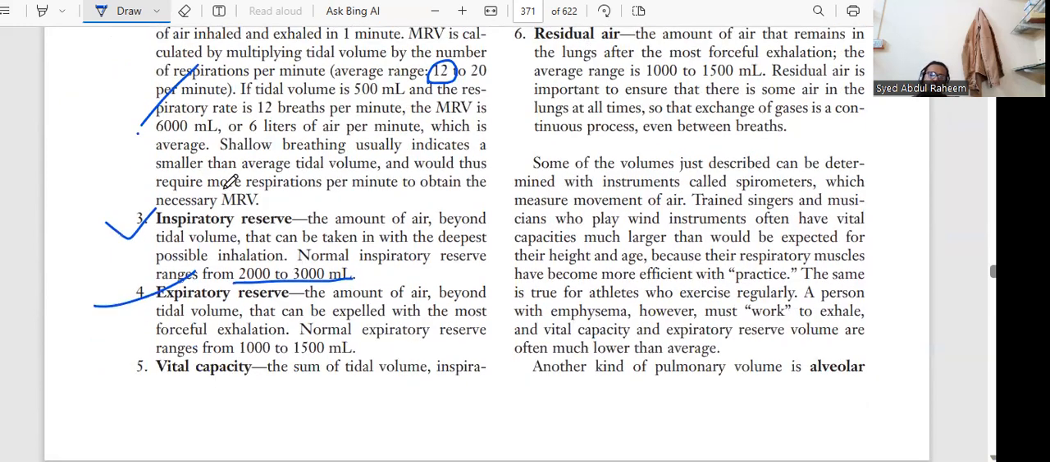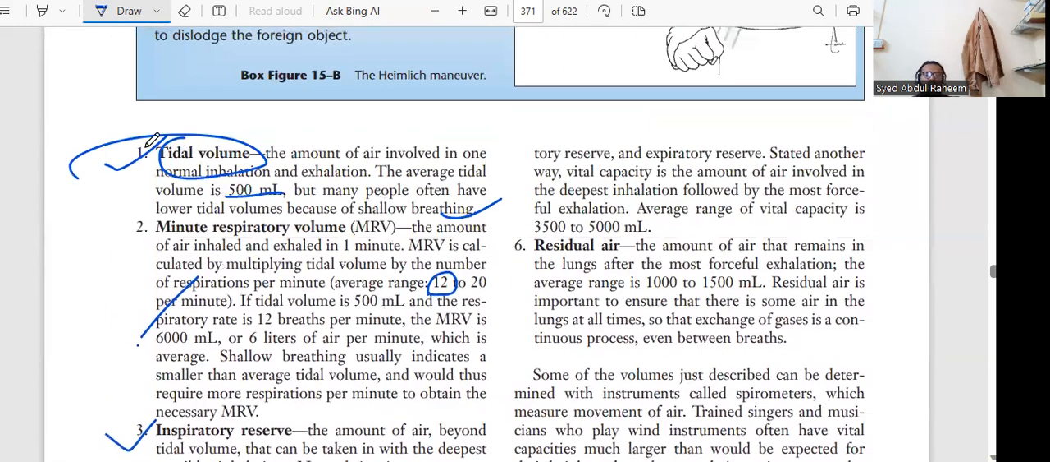Residual air, all this are same. But one important thing is tidal volume and minute respiratory volume. So basically, whenever we are keeping ventilator support for those people who are not able to breathe, like in COVID-19, the tidal volume is decreased. So that's the reason they are putting ventilation support.